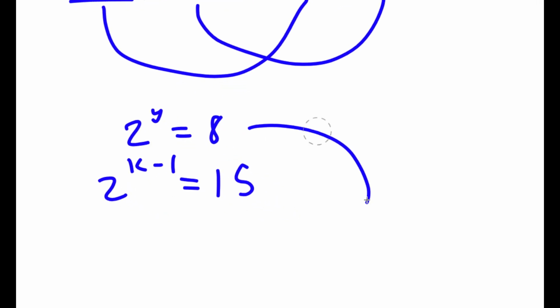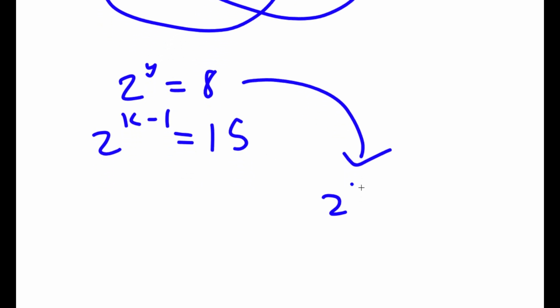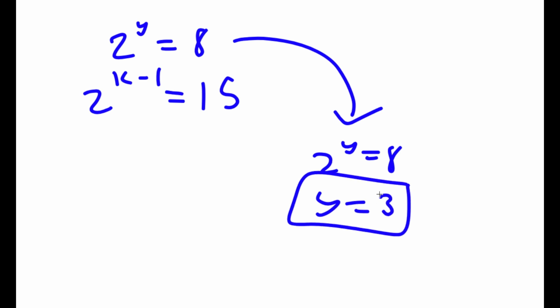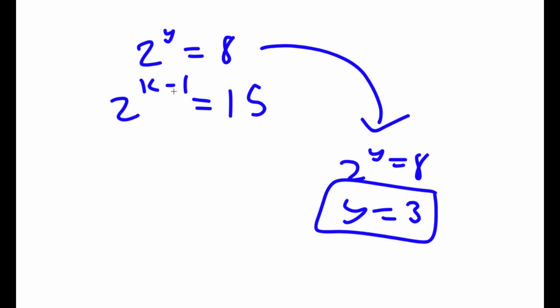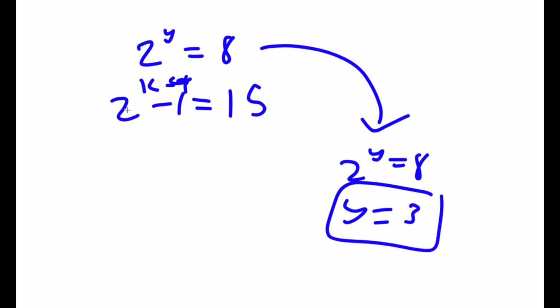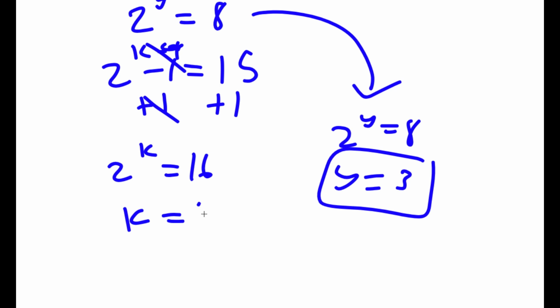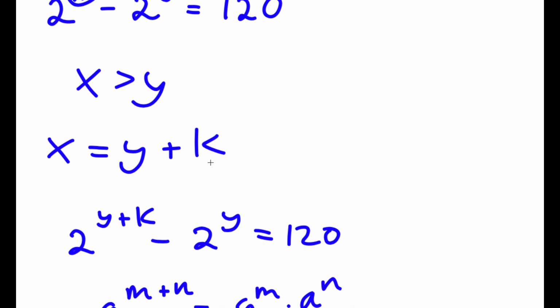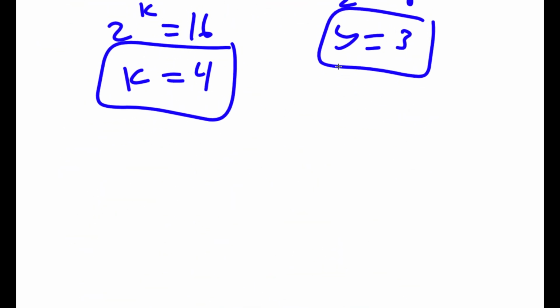So let's first start off by solving 2 to the power of y equals 8. Well, we obviously know that y is equal to 3, because 2 to the power of 3 is equal to 8. Now for 2 to the power of k minus 1, the negative 1 is not part of the exponent. So I'm going to start off by adding 1 on both sides. So I get 2 to the power of k is equal to 16, meaning k is equal to 4. Now remember how we set x equals y plus k, and k is 4, y is 3, meaning x is 7.